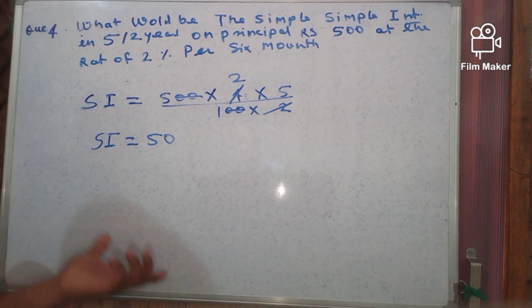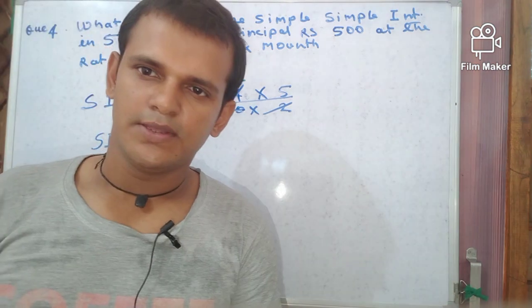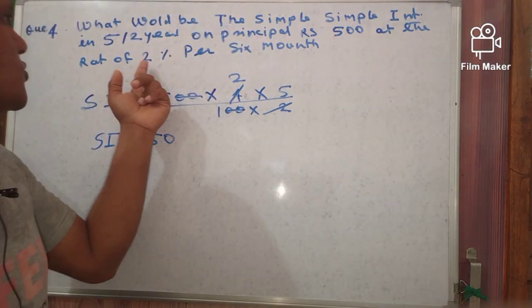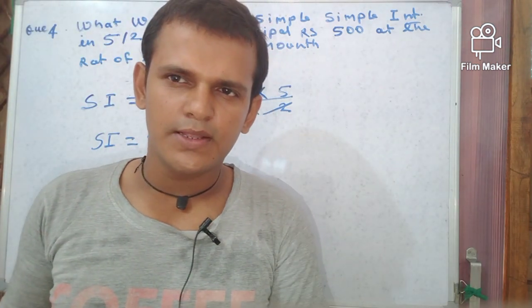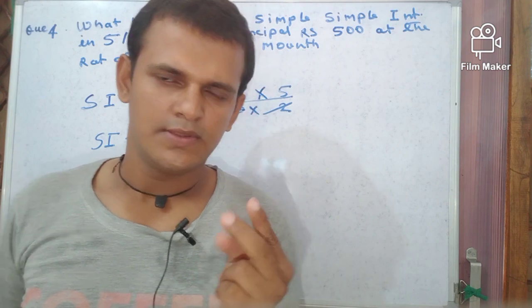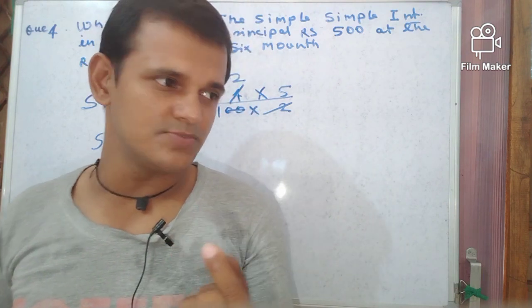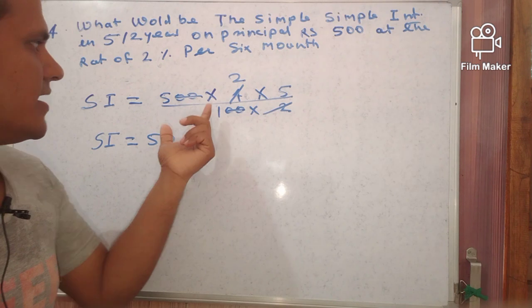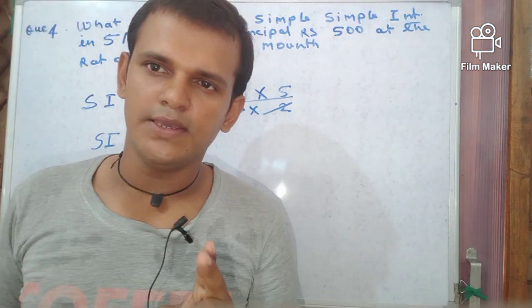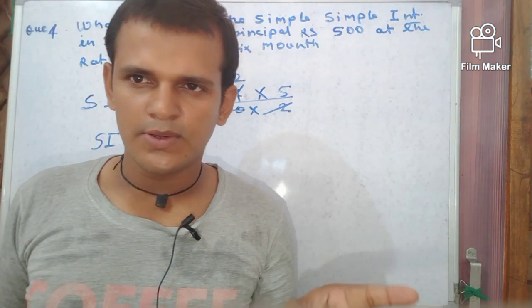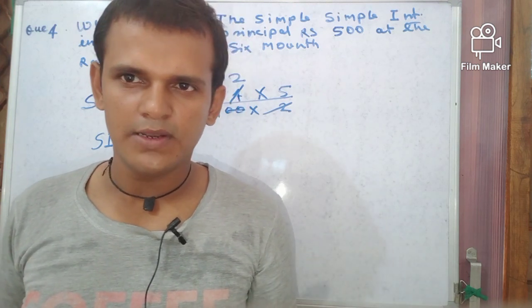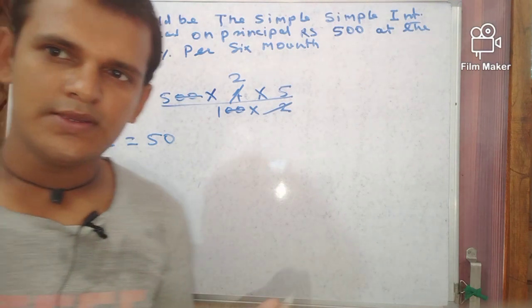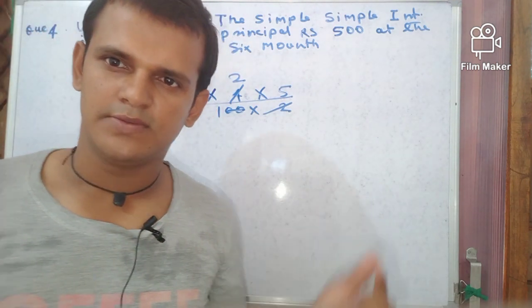Okay. See here friends, once again. 2% in 6 months. In a year there are two 6-month periods. So we can directly write 4% in a year. 2 into 2 will be 4%, because 6 into 2 will be 12 months. So in a year it will be 4%.